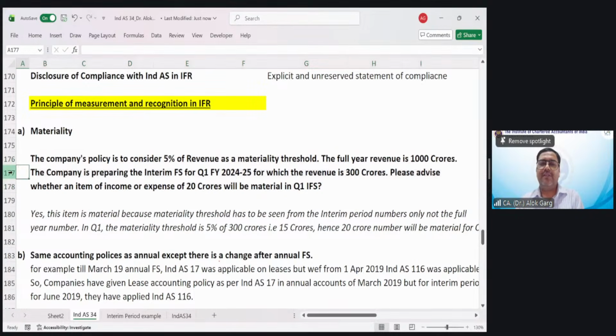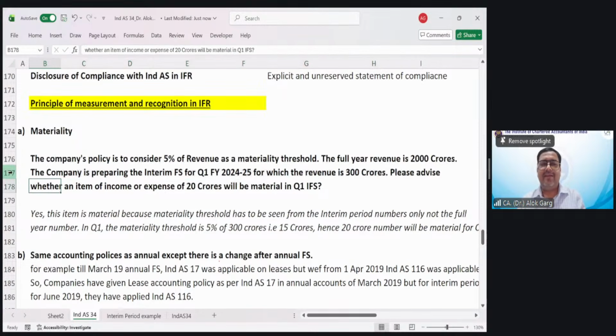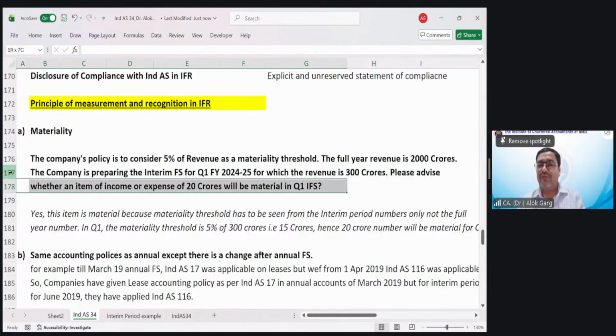Friends, let's take this as an example. Revenue is 2000 crore. What is 5% of 2000 crore? 100 crore. Now the quarter revenue is 300 crore. What is 5% of 300 crore? 15 crore. And an item of income or expense of 20 crore is there. So will that be considered as material in Q1?